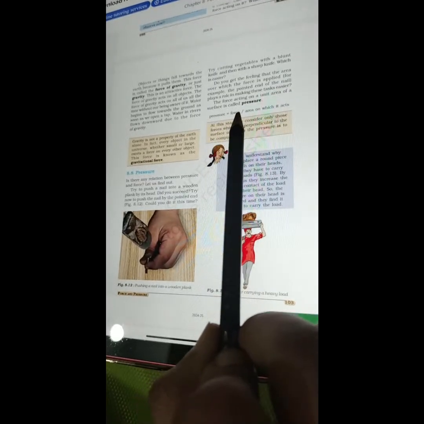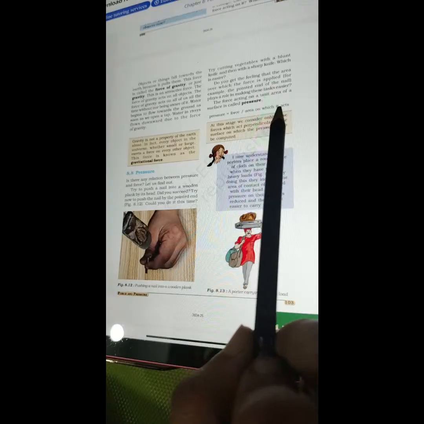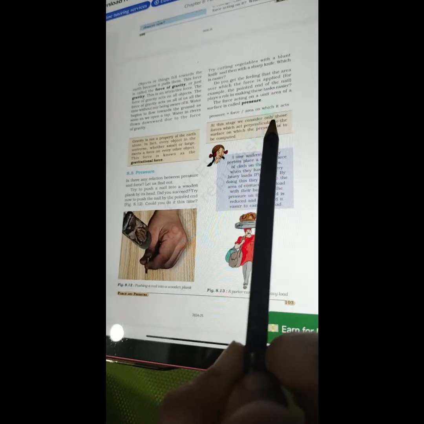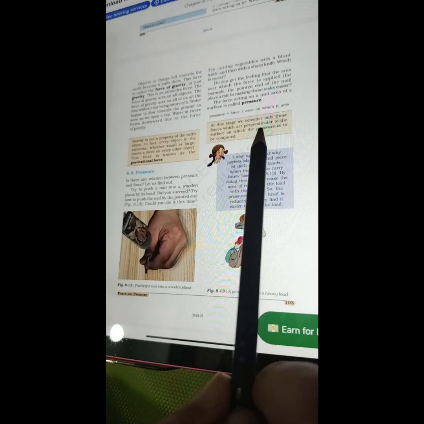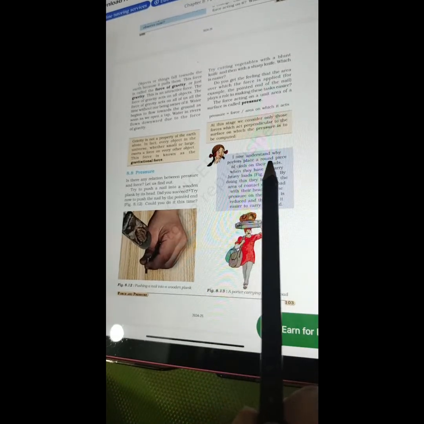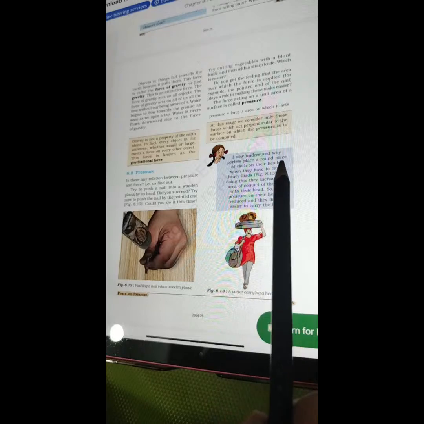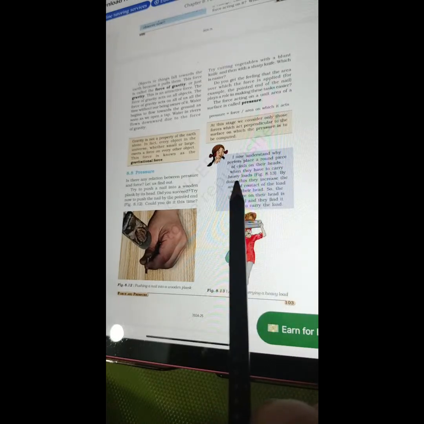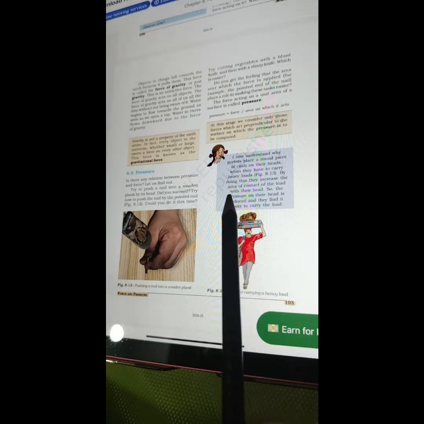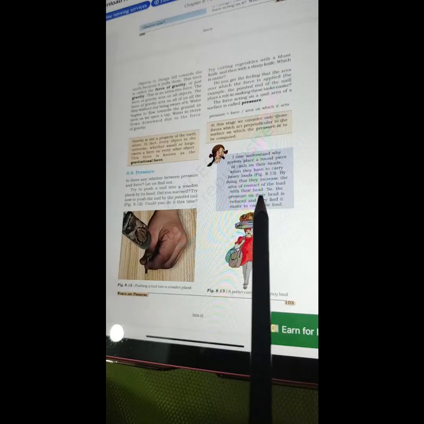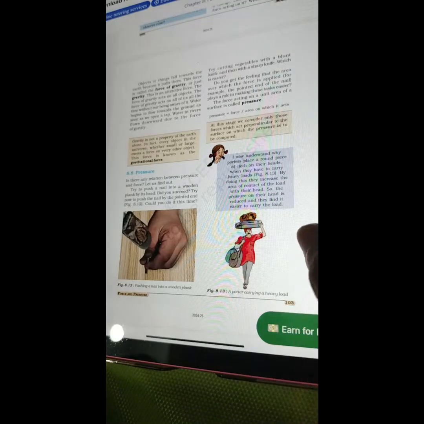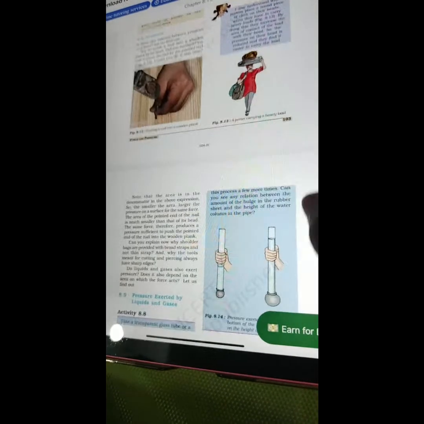Pressure is equal to force on an area on which it acts. At this stage, we consider only those forces which act perpendicular to the surface on which the pressure is to be computed. I now understand why porters place a round piece of cloth on their head when they have to carry heavy loads. By doing this, they increase the area of contact of the load with their head. So the pressure on their head is reduced and they find it easier to carry the load.